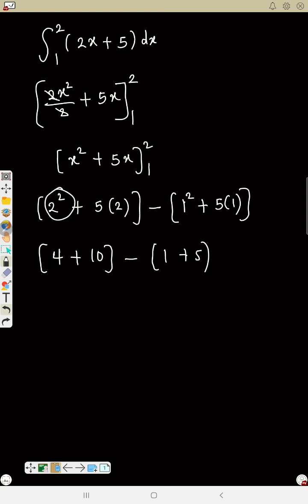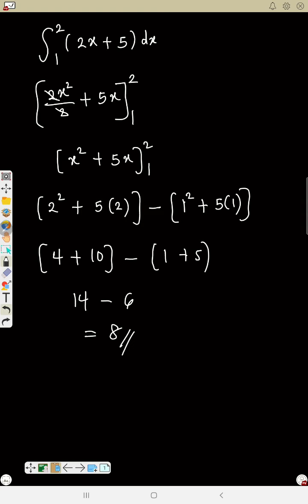How? 2 square will give you 4, that is 2 times 2. Then 5 times 2 will give you 10. Then 1 square here is 1, and 5 times 1 is 5. So that's how we get that. So now 4 plus 10 is 14, minus 1 plus 5 is 6. Now 14 minus 6 is 8. So the answer is 8.